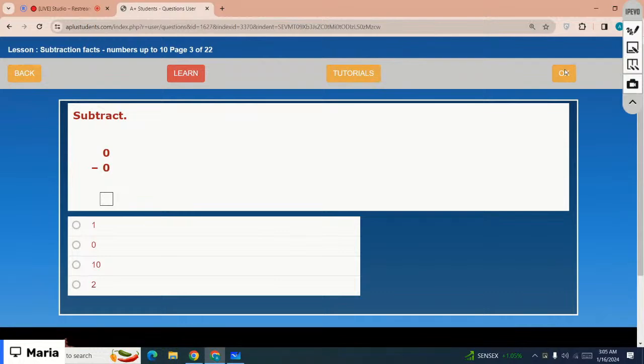The next one is 0 take away 0. Which is the correct option? 0 take away 0 is 0, right? Subtracting a number from itself always makes a 0.